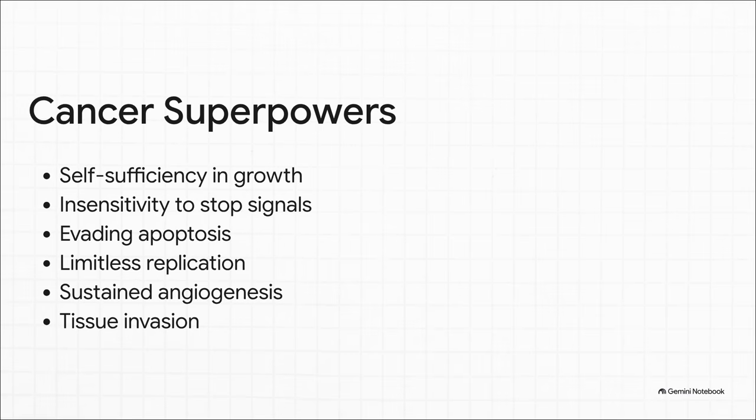Fifth, sustained angiogenesis. It forces the body to build brand new blood vessels just to feed the tumor. And finally, tissue invasion and metastasis. The big takeaway here? Cancer represents a cell that is systematically breaking every single one of the body's normal control systems, all at the exact same time.